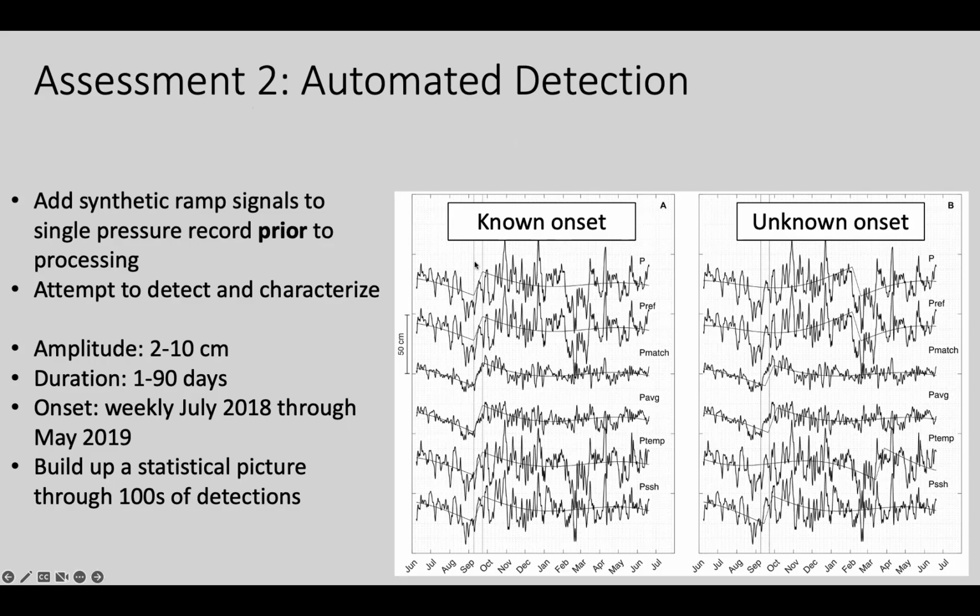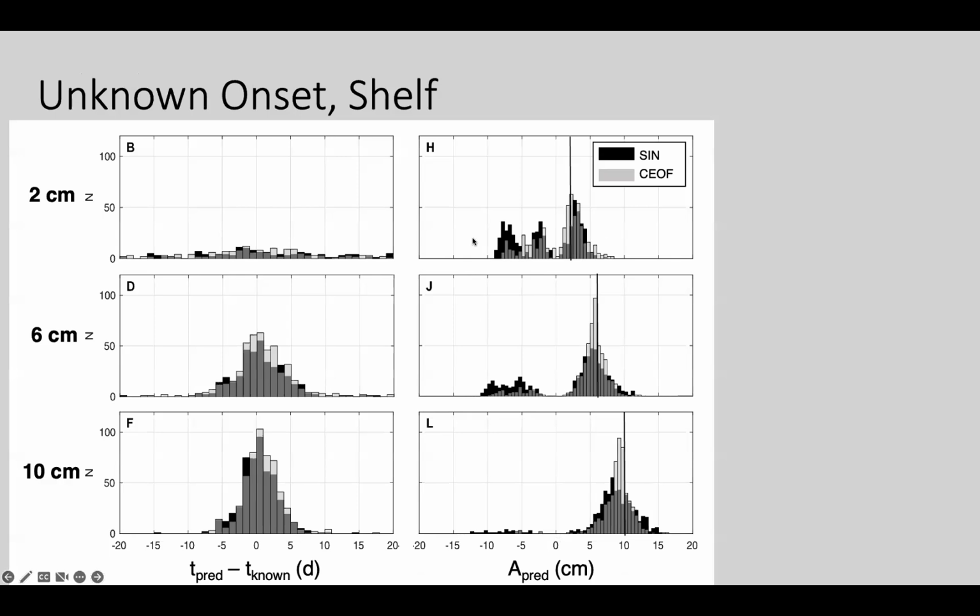Okay, so this is just for the unknown onset on the shelf. And the thing I forgot to mention is we threw in a bunch of these deformations, one at a time, but through all different times, all different sizes, different durations, et cetera. So we come up with these composite results, and that's what I have here in these histograms. Looking at unknown onset time on the shelf, on the left-hand plots we have the timing results for just an example 2, 6, and 10 centimeter uplift size. And on the right-hand plots are the recovered amplitude for those.